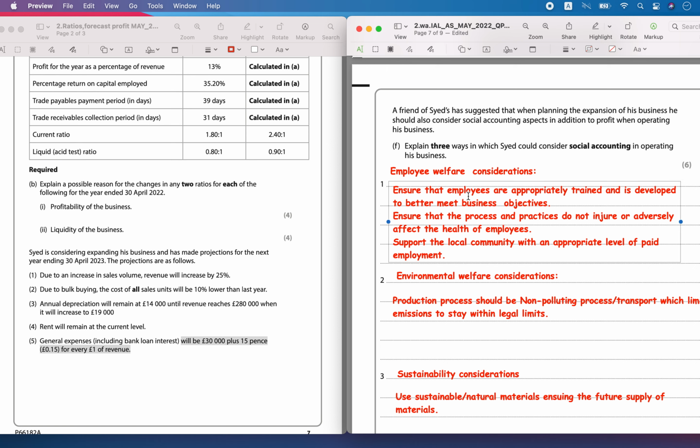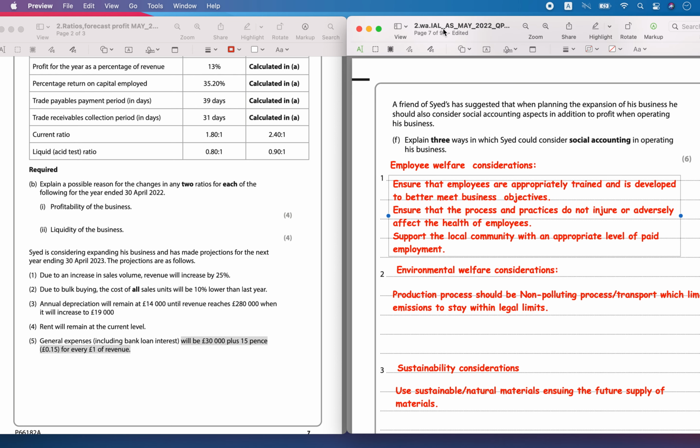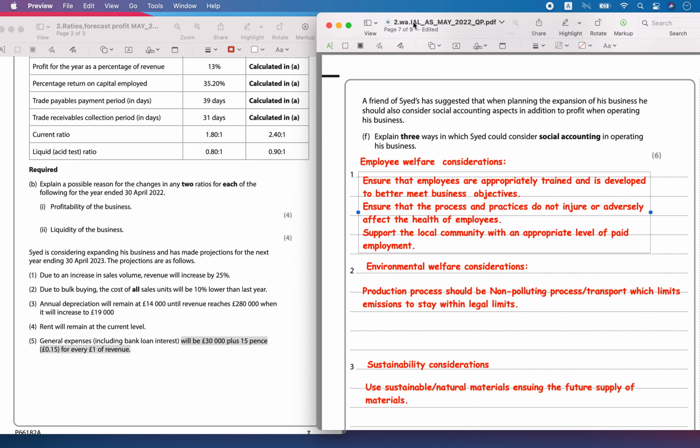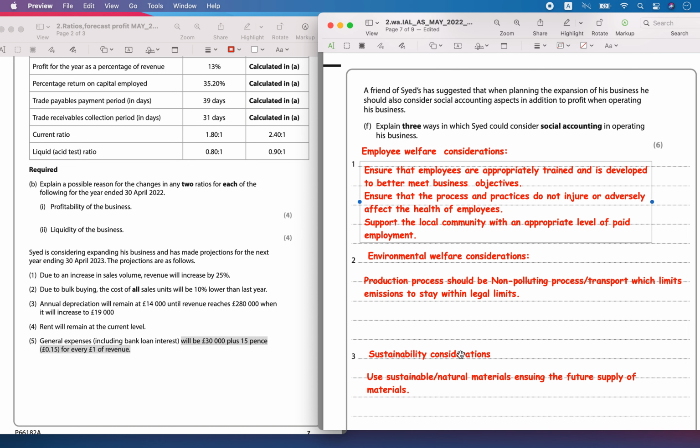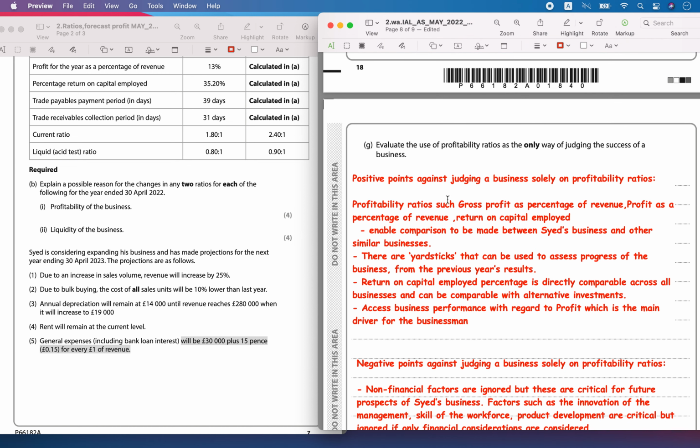So, employee consideration, for example, if the employees are trained properly, that means that he can meet his business objective. If the production process is non-polluting, for example the transport, which limits emissions and is staying within the legal limits, then he is following the environmental welfare consideration. Then sustainability consideration is to use the resources mindfully so that they are available for future supply. So these are the social accounting considerations.